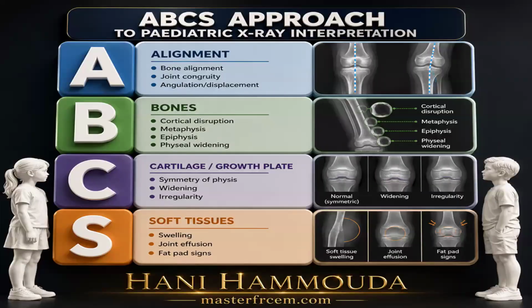Did you understand? When we assess the alignment, we need to see, for example, in this knee X-ray, the femur and tibia in the same line of alignment. There is no angulation or rotation.